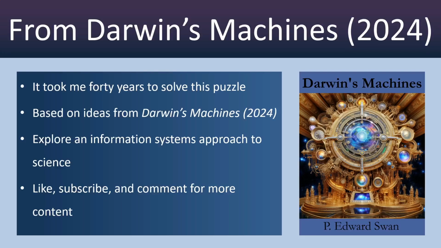Darwin's Machines 2024. This solution to Einstein's elevator took me 40 years to work out, leveraging clock arrays, information systems, and discrete time to rethink relativity from the ground up. Everything here builds on Darwin's Machines 2024, your guide to structure-driven physics, clock arrays, and time dilations as environmental sensors.